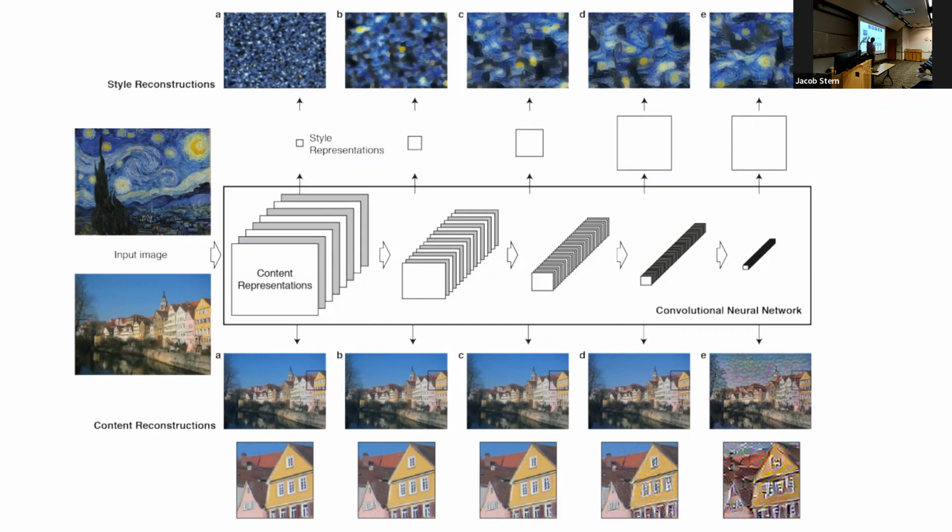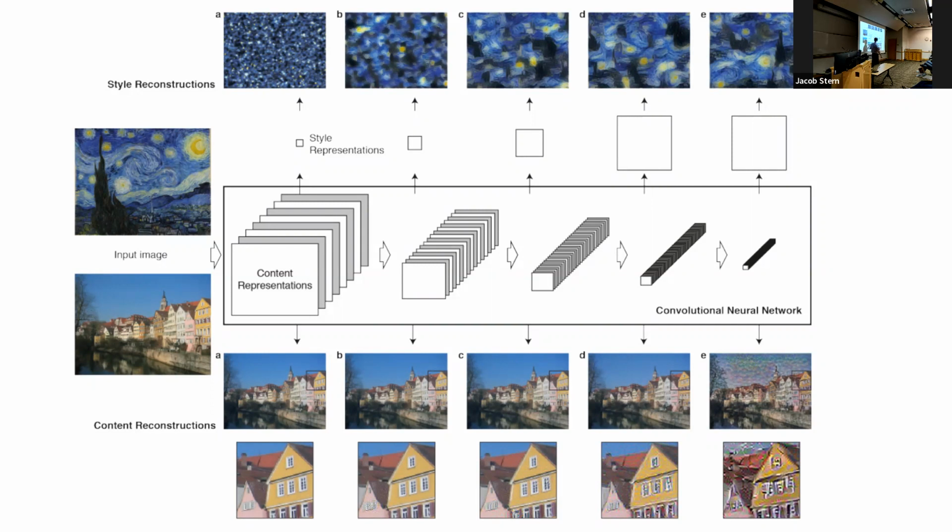Then similarly, we take style representations at each layer, and we train a separate network for each of these images to translate those features back into the original image. Which of these are you noticing is doing a better job of reconstructing the original? The content reconstructions or the style reconstructions?